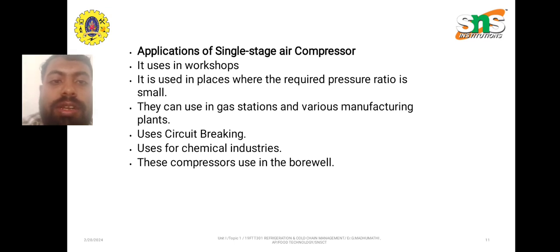Now we have seen the types, working principle, advantages, disadvantages and applications of the single stage air compressor. In the next class we will see about double stage air compressors.